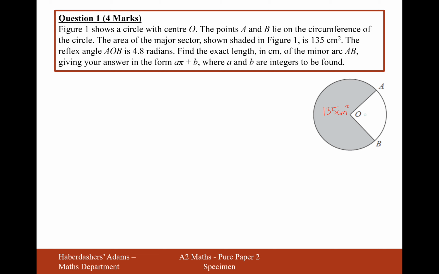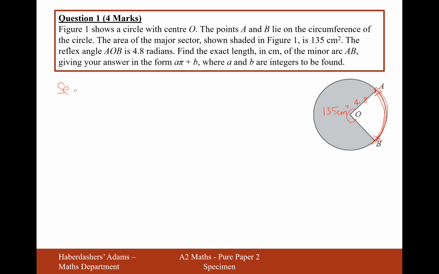The reflex angle OAB, the reflex angle is this angle round from here to here, that's 4.8 radians. Find the exact length in centimetres of the minor arc AB. So if the left hand side is the major one, the right hand side here, the smaller one, is the minor arc. Giving your answer in the form A pi plus B, where A and B are integers to be found. Okay, so what we probably want to work out then is the radius given this 135 centimetres squared.